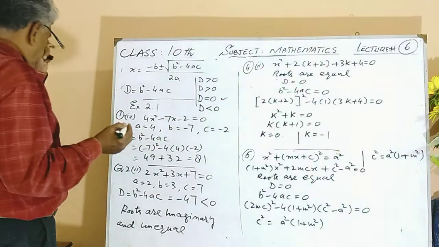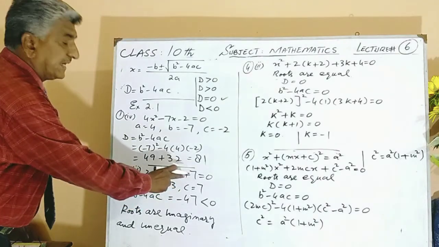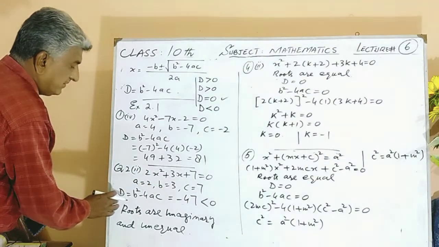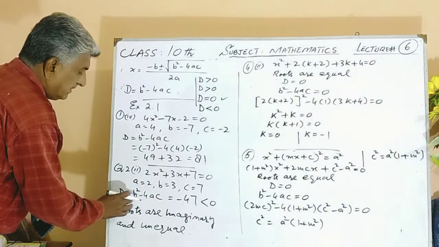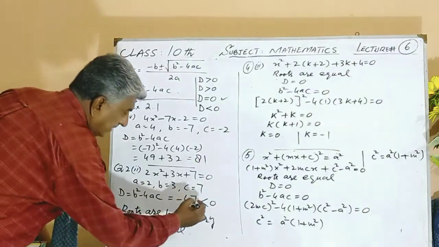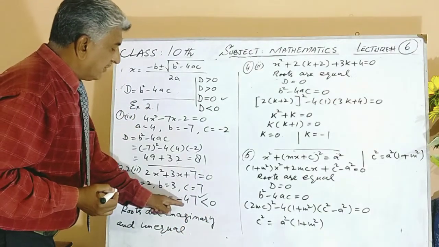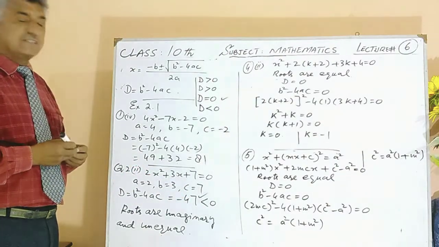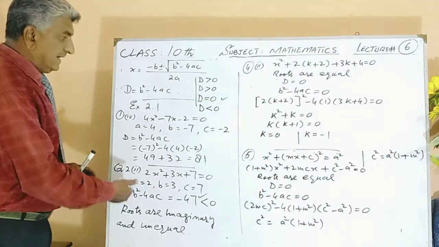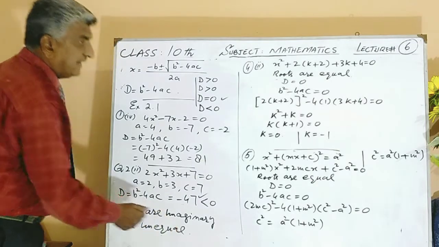Okay? So we are going towards this question 2. In this question, this is a quadratic equation, and you have a, b, c. You are going to find the discriminant. You will put the values of a, b, c, and if you get, for example, in this case minus 47, it means the discriminant's value is negative. If the value is negative, then according to the properties, roots are imaginary and unequal.